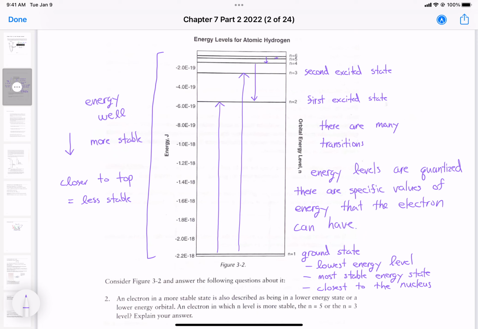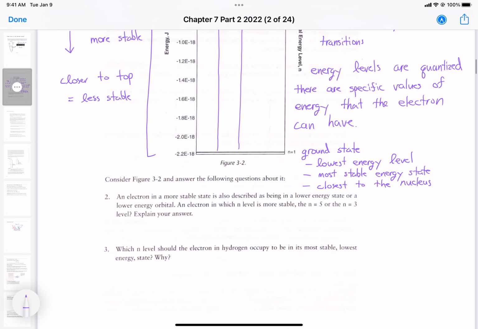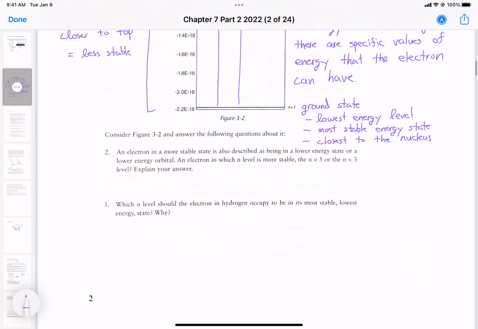So electrons can populate different energy levels by having this amount of energy. Like we saw in that animation, once the electron absorbs enough radiation, it can get to the excited state and then fall back down. So it can occupy either of those states. That's how we think about the energy levels for atomic hydrogen. Okay, so let's answer these questions. Maybe it'll make things a little more clear.